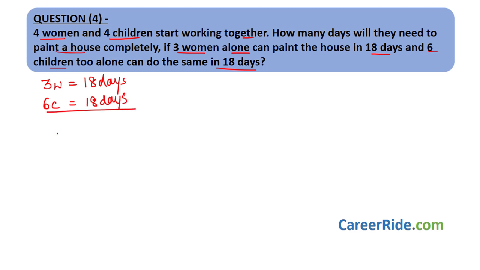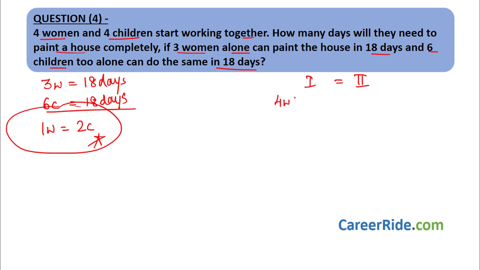So what we can say over here is that 1 woman is equal to 2 children. Right, that means the amount of work done by 2 children is same as the amount of work done by 1 woman, because 3 women and 6 children, they take the same amount of days. Let us remember this derivation, it is useful later on. Okay, now again we have 2 scenarios, right, 1 and 2, and we need to equate. Now what they have given over here, 4 women and 4 children start working, right? Now in the second case, we can have 3 women working or 6 children working. Okay, let's go with 6 children working.